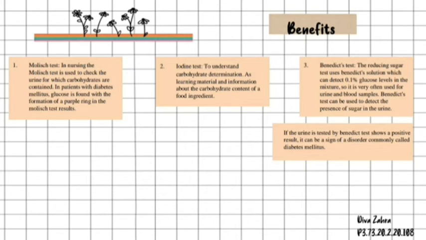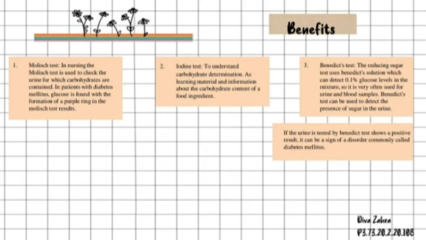These are the benefits in nursing. The first is the Molisch test. In nursing, the Molisch test is used to check the urine for which carbohydrates are contained. In patients with diabetes mellitus, glucose is found with the formation of a purple ring in the Molisch test result. The second is the iodine test, to understand carbohydrate determination as learning material and information about the carbohydrate content of a food ingredient.